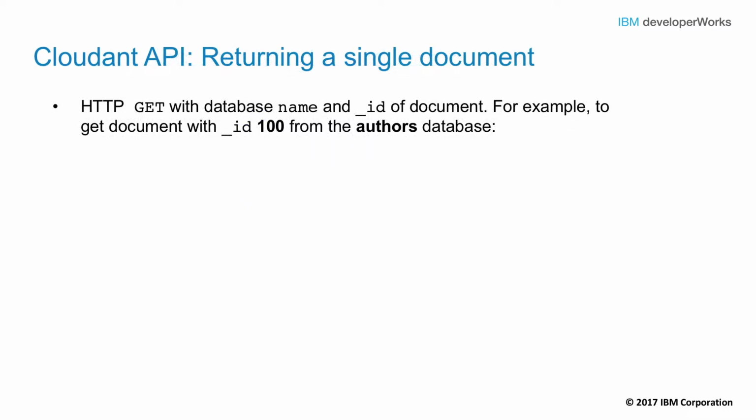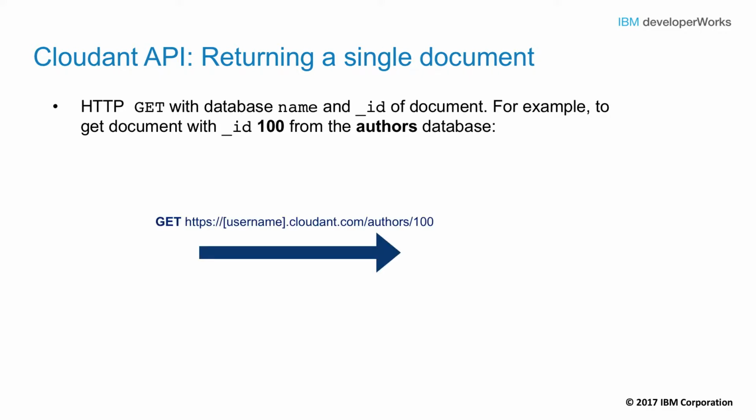Cloudant's RESTful API makes every document in your Cloudant database accessible as JSON via a URL. This is one of the features that makes Cloudant so powerful for web applications. Each document in Cloudant has a unique ID field which can be used to retrieve it. To retrieve it via the API, simply append the document's ID to the URL of the database. For example, for a document of ID 100 in the authors database, the GET URL to retrieve the document would appear as shown.